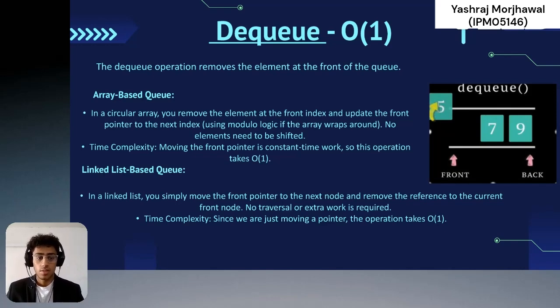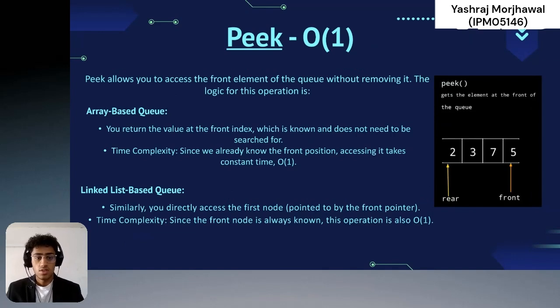Now let's look at the peek operation, which just checks what's at the front of the queue without removing it. In an array-based queue, we directly look at the front index. In a linked list queue, we look at the node that the front pointer is pointing to. Both take the same time, O(1), since it's just about checking one spot.